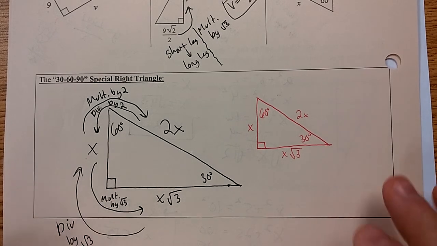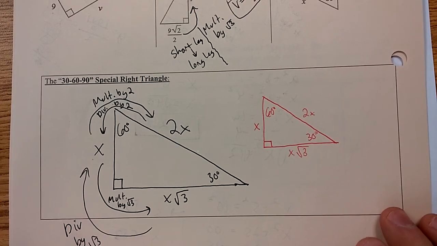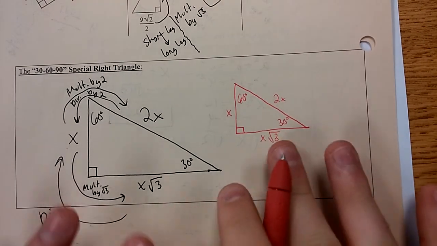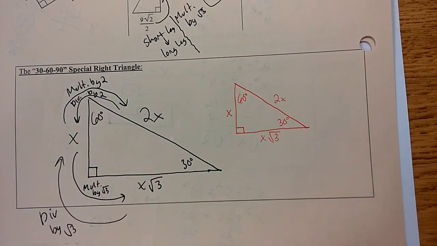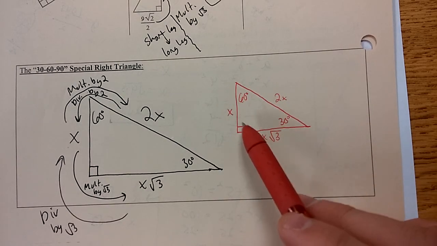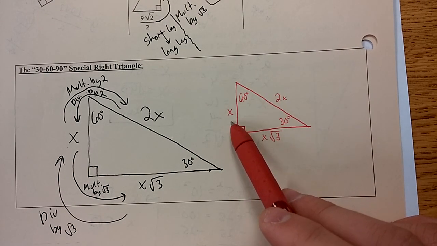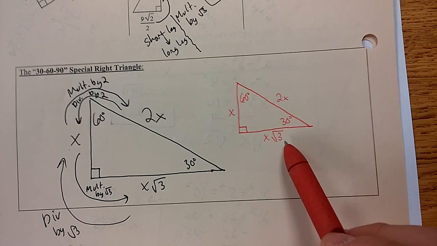In this video, we're going to learn how to find missing sides in a 30, 60, 90 special right triangle. I've drawn two different diagrams here. The one in red is the one you're going to be able to see on your quiz and any other assessments from here on out. It gives you a 30, 60, 90 right triangle, and it tells you that this side length, the short leg, is x, the hypotenuse is 2x, and the long leg is x root 3.